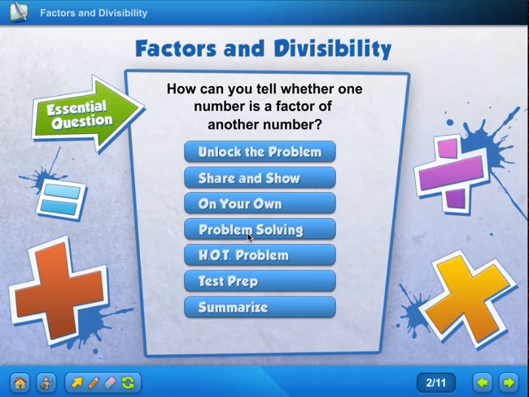Hello everyone, today we're on Chapter 5, Lesson 2, that is page 197 in your colored math books. Today we're going to look at how can you tell whether one number is a factor of another number. All right, let's get started.